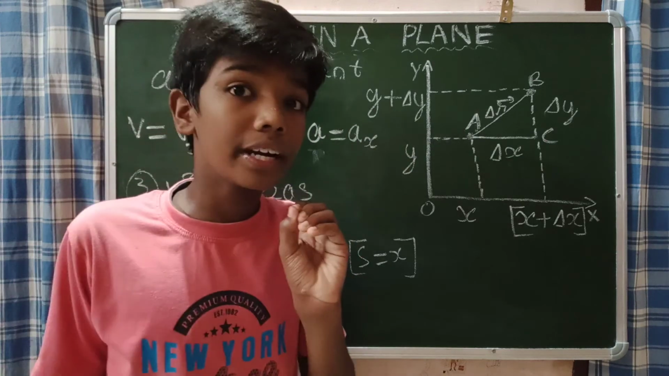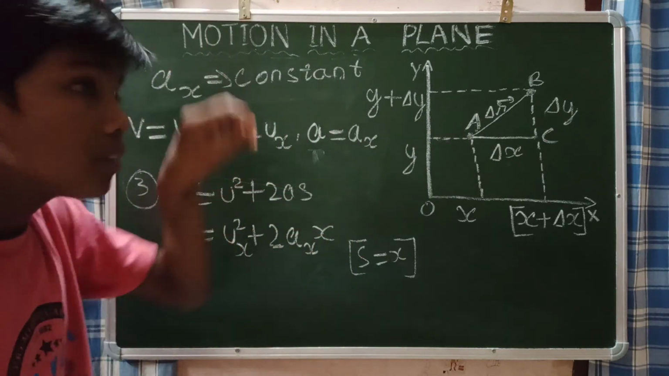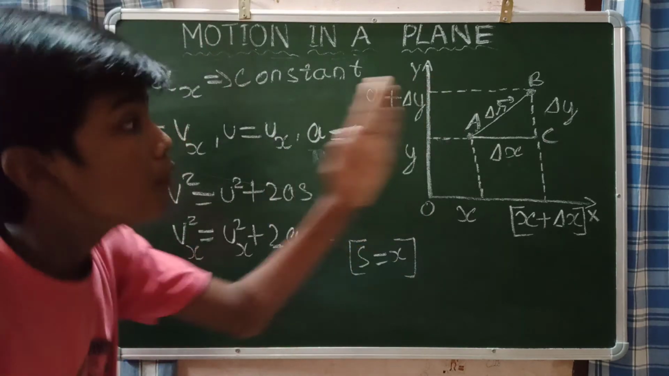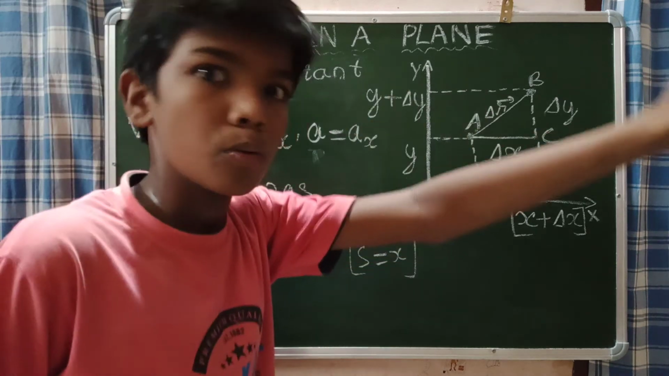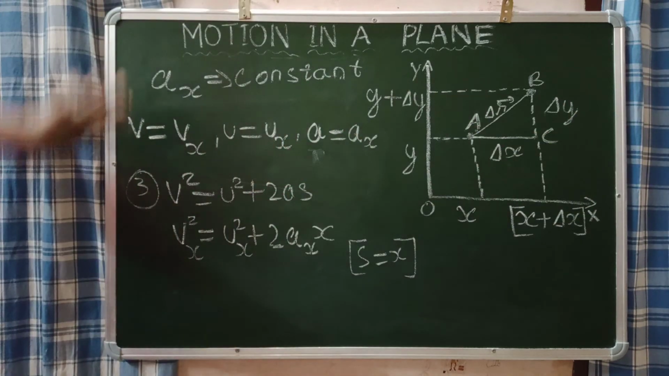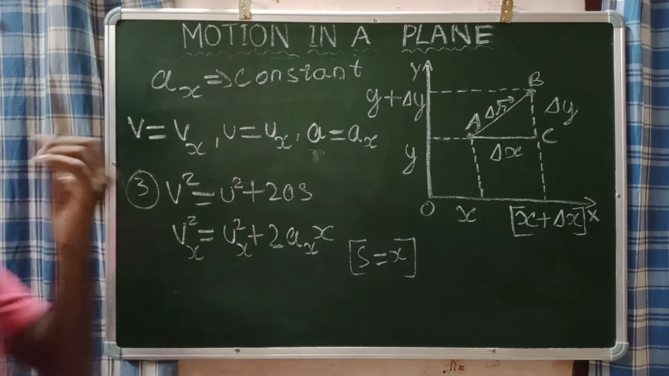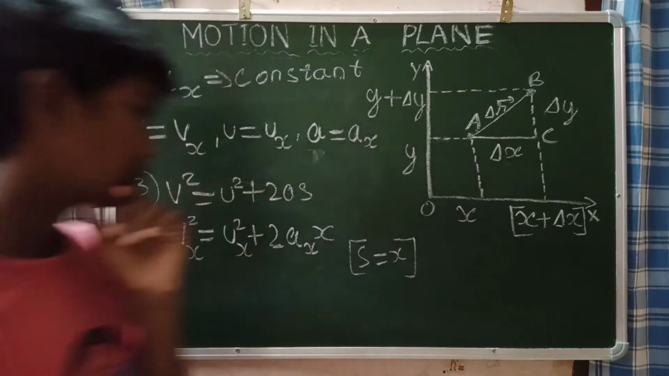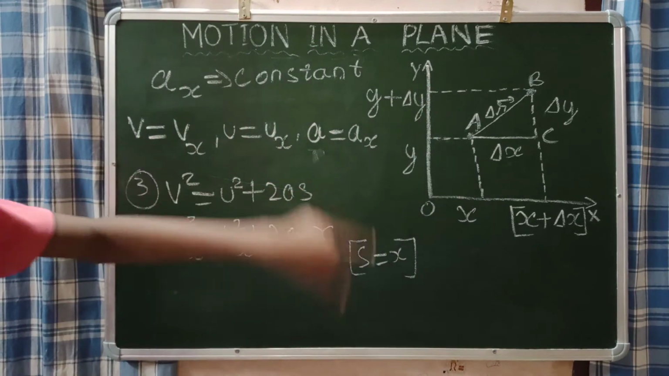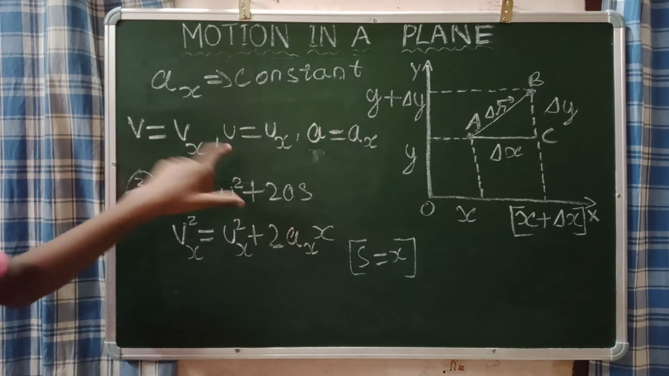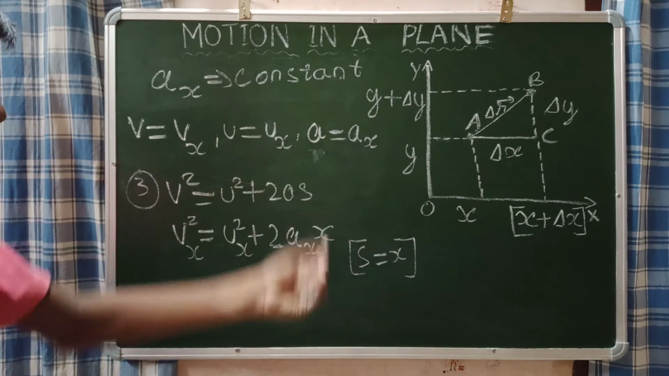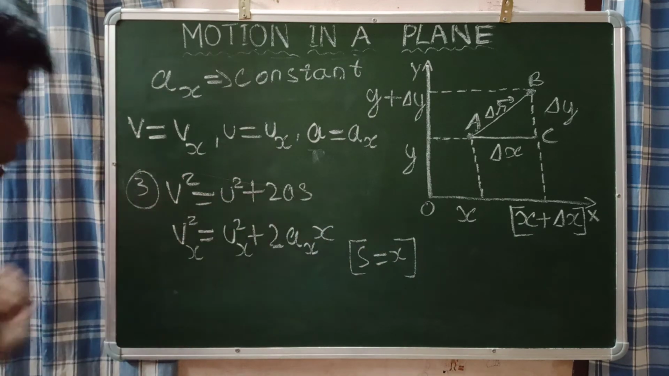That concept you need to understand. These kinematic equations are applicable for particles which are moving in a plane only. So this is the x component kinematic equation. Now we have derived three equations based on the x component, guys. Now remember these four parameters: v is equal to vx, u is equal to ux, a is equal to ax, and displacement is equal to x.